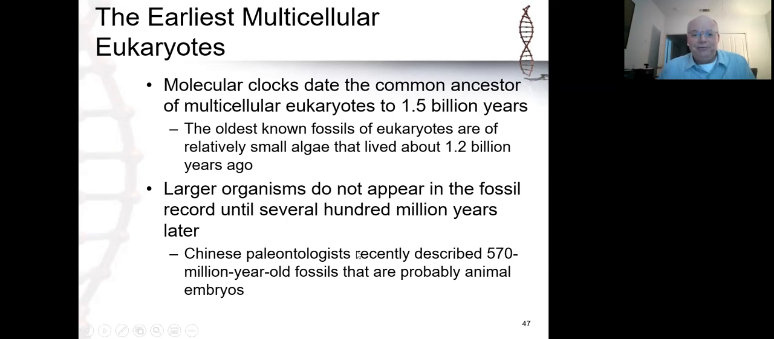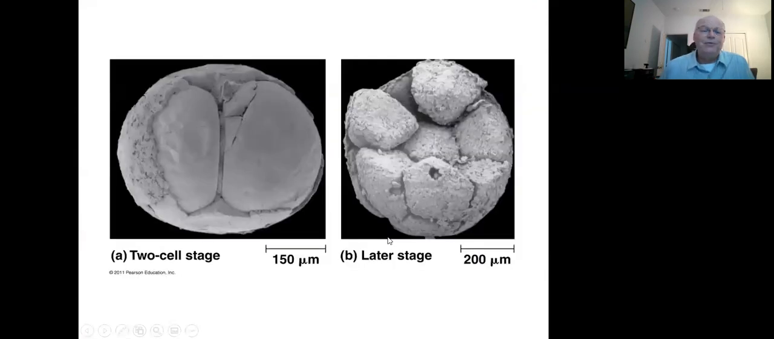Perhaps the clearest evidence, however, of multicellularity is in the form of these fossils. These are being interpreted as early stages of animal embryonic development. Certainly the features that we see in these fossils are very characteristic of early embryonic development.